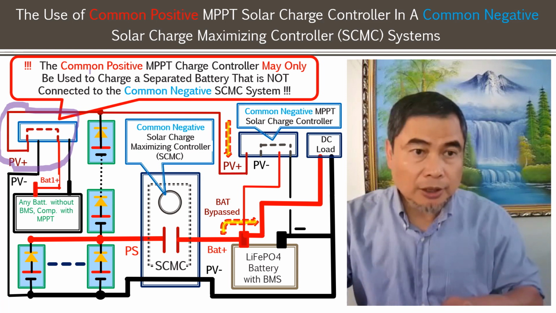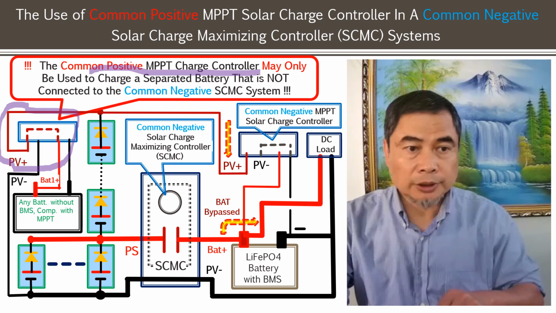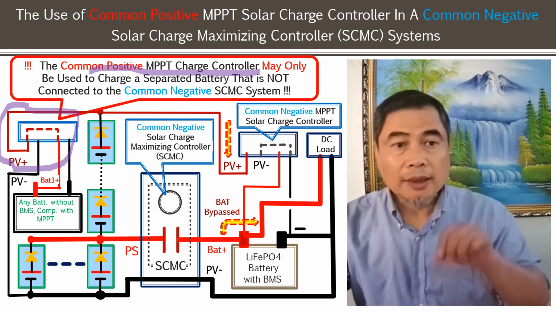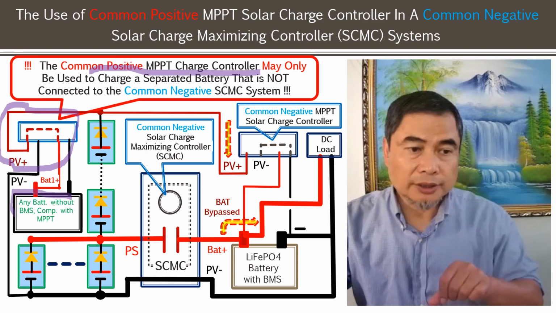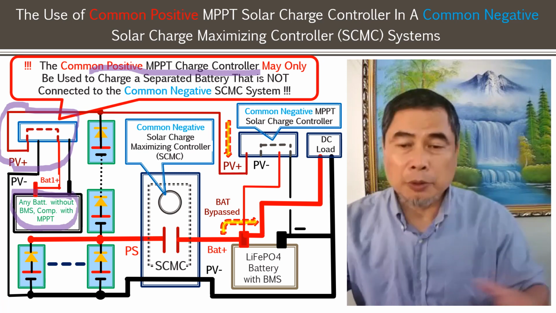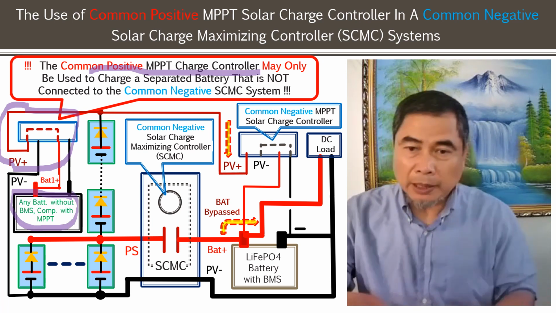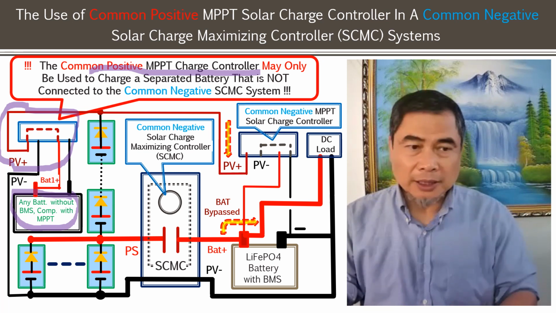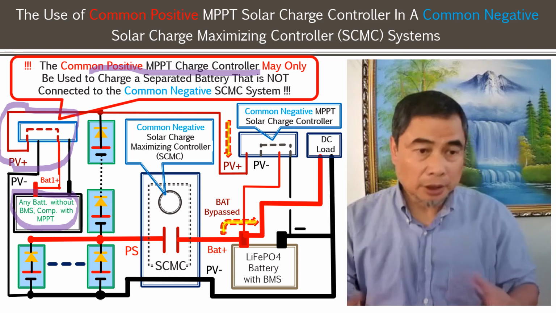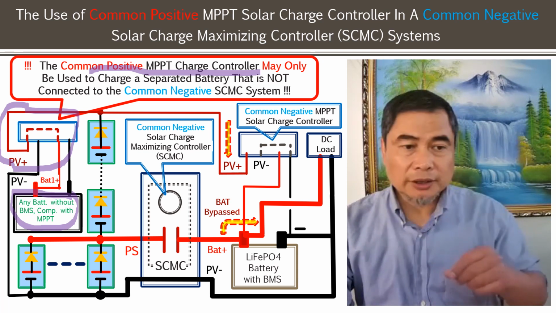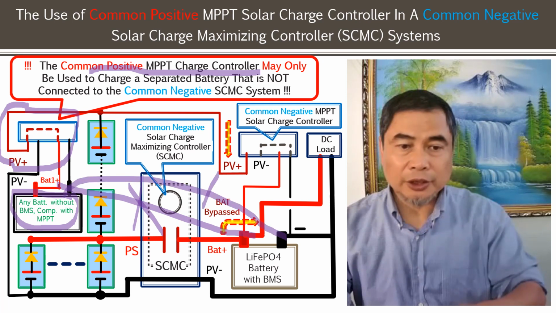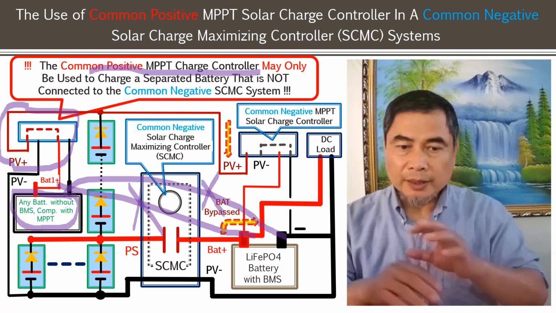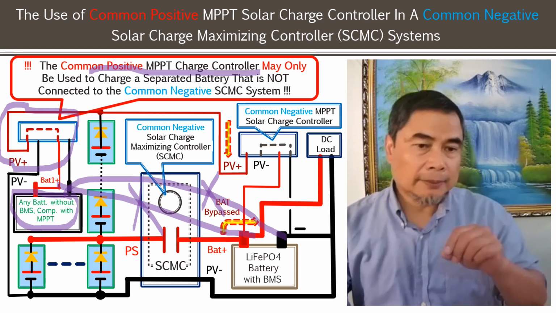We say you could have a common positive solid charge controller installed. However, that solid charge controller must charge a separate battery. This battery can be a power pack, or a small portable power pack you can carry to different locations. You never want to connect this battery positive to that battery positive. Definitely not, because it will not work, and you're going to have a short circuit there.